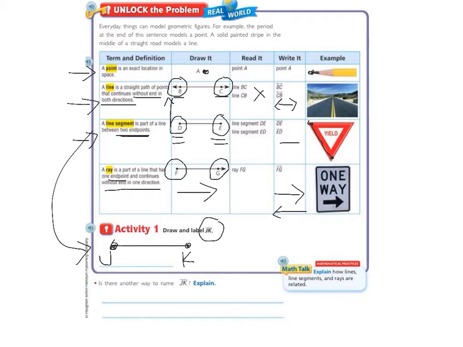Please make sure you draw that picture like mine. Underneath it says, is there another way to name JK? And remember that we said on a line segment, we can label it either direction because the line stops. So instead of calling it JK, I could call it line KJ with a line segment over the top of it because it goes in both directions.